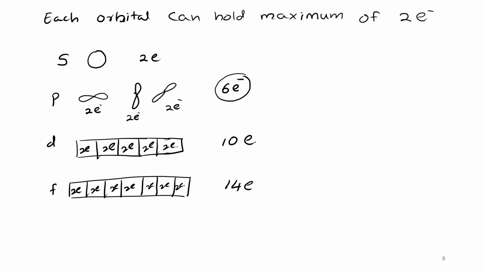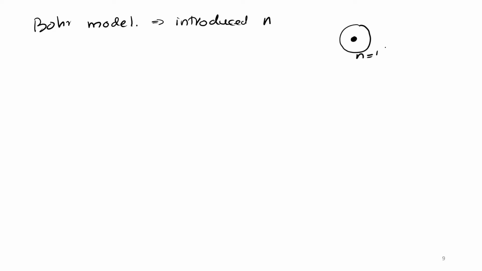All right. Now, in the Bohr model, if you can recall, that is where we started using N. This introduced N, which is a whole number, which indicates the levels that our electrons are allowed to stay. So according to the Bohr model, you have the nucleus, you can have N1 or you can have N2.